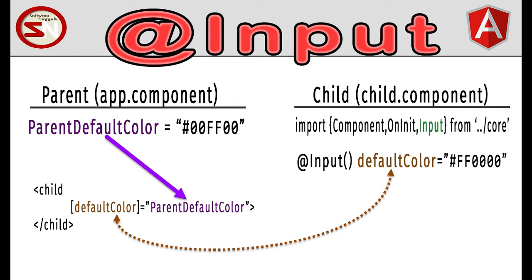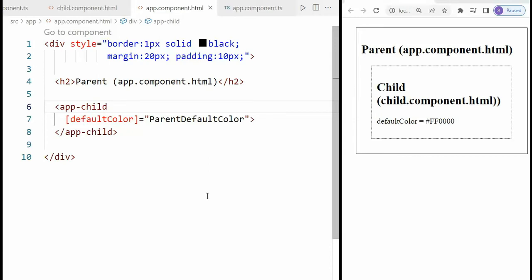On the child, notice I have to import Input, and then I add @Input(), open close, that's a function, default color equals some value. Then back on the parent side, in the HTML, I'm going to reference that child, and then we are going to do some property binding. Default color from the child will be assigned the value in the variable parent default color. It's that simple.